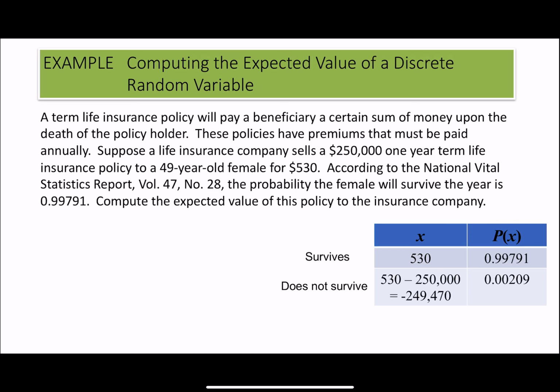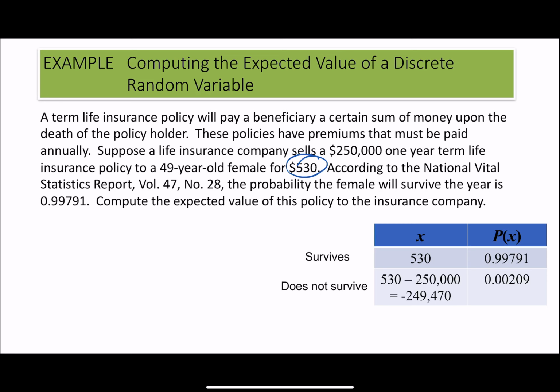A term life insurance policy will pay a beneficiary a certain sum of money upon the death of the policyholder. These policies have premiums that must be paid annually. Suppose a life insurance company sells a $250,000 one-year term life insurance policy to a 49-year-old woman for $530. According to the National Vital Statistics Report, the probability that she will survive the year is 0.99791. We need to compute the expected value of this policy to the insurance company.